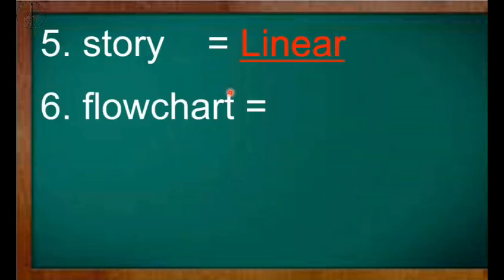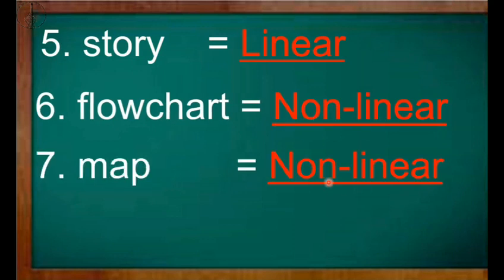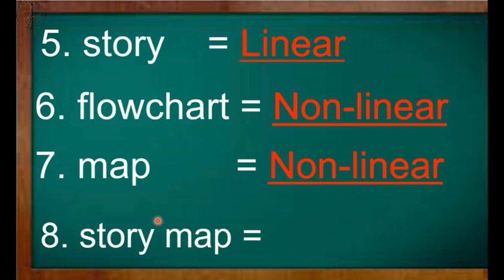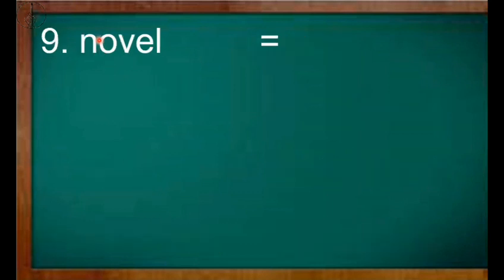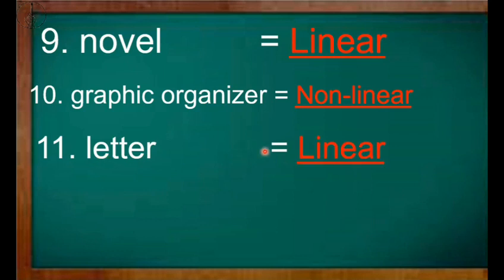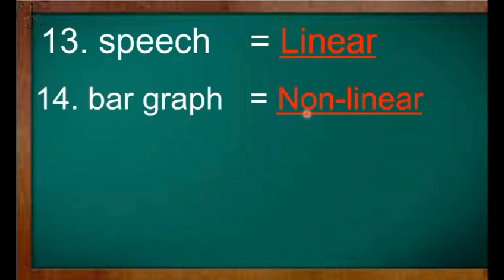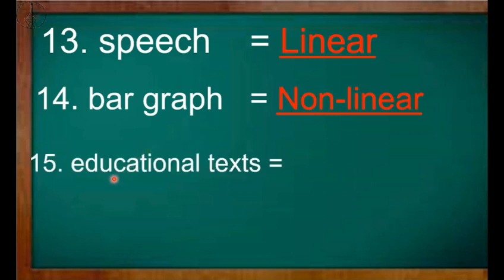This is linear. Flowchart is non-linear. Map is non-linear. Story map is non-linear. Novel falls under linear. 10, graphic organizer is non-linear. 11, letter is linear. Pie chart is non-linear. Speech is linear. Bar graph is non-linear. And 15, educational text is linear.